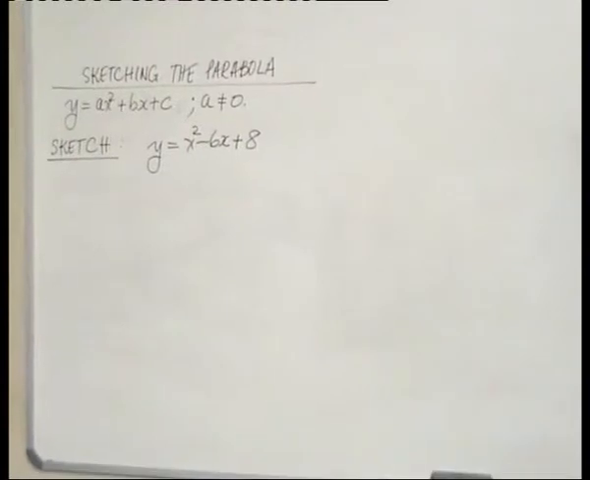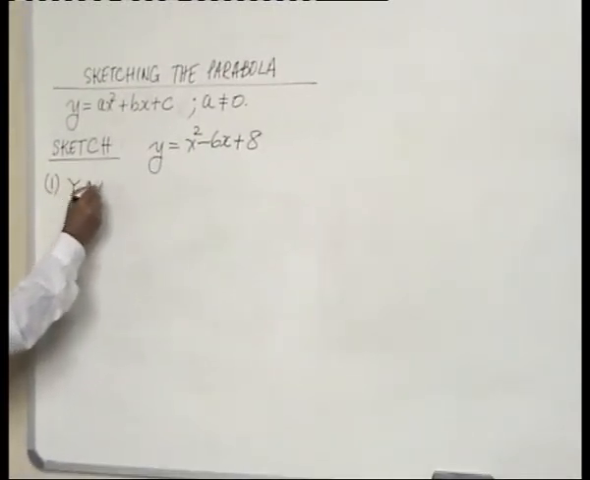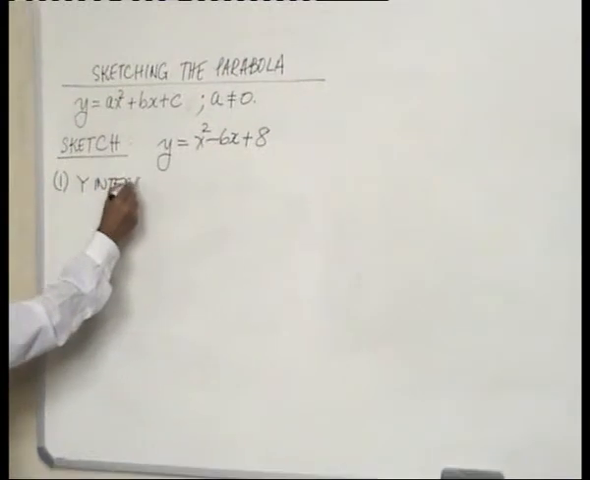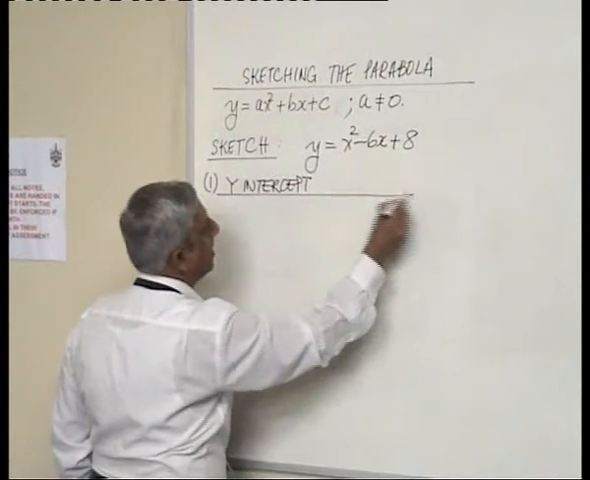Hello there, welcome to sketching the parabola. Now I trust that you know how to sketch straight lines and I trust that you know how to draw rough graphs. So today we're going to sketch the parabola and we're going to go step by step. So step 1, we want to find the y-intercept. And I hope that in your mind you already have an answer for me.